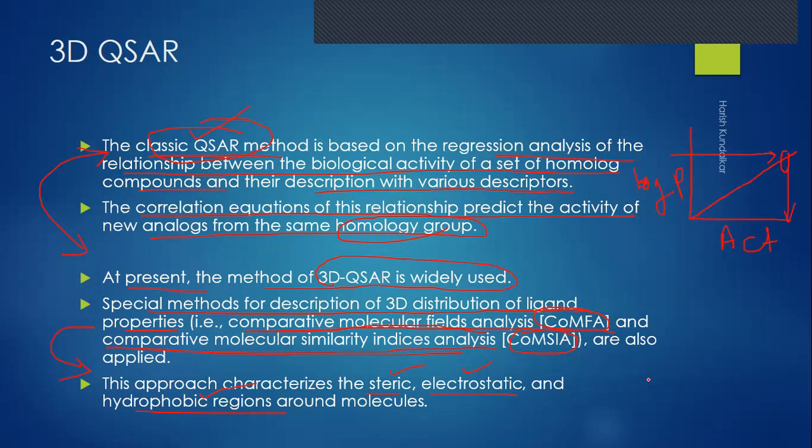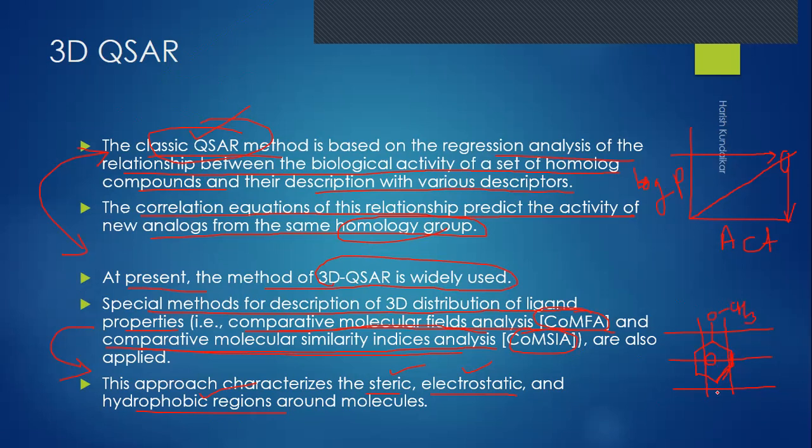Let me quickly explain how 3D QSAR is done. A regularly spaced hypothetical grid is generated alongside a molecule. Suppose we have, say, this aromatic ring, OCH3.